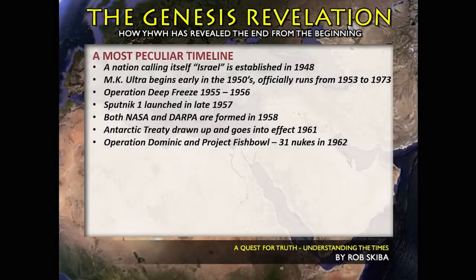This one really caught my attention. Operation Dominic and Project Fishbowl commence. Before the space race, there was the missile race. And right after Operation Deep Freeze, one of the first things the United States and Russia immediately began to do is shoot high-altitude nuclear bombs into the sky. We called it Operation Fishbowl.